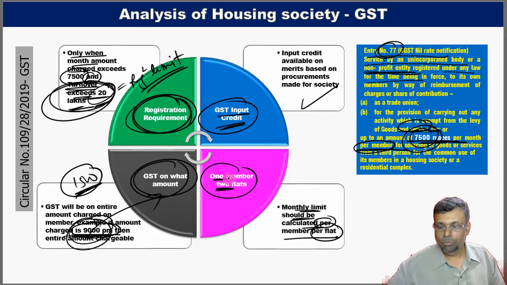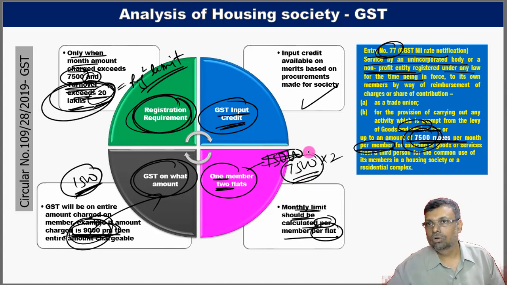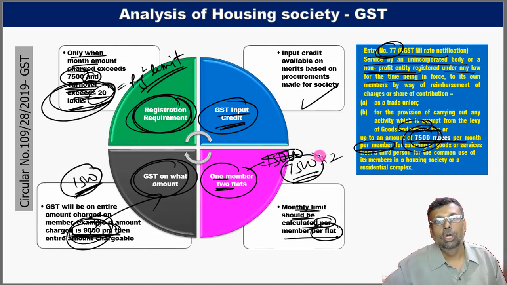Suppose one member is paying you 15,000 rupees, but it is for two flats, so we will say that per member per flat is 7,500 into 2. We will consider this limit for the purpose of calculation. So it is the per member per flat limit which is to be considered. The basic threshold limit for exemption is 7,500 rupees per member per month, and that is what is to be applied if one member has multiple flats in that society, and accordingly you will have to do that working for 7,500 rupees.